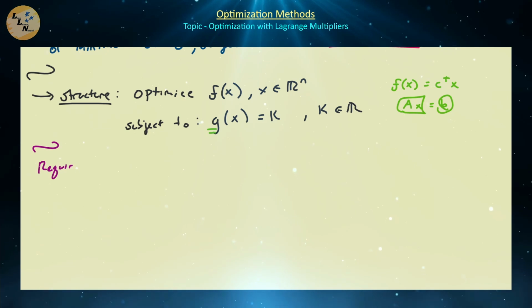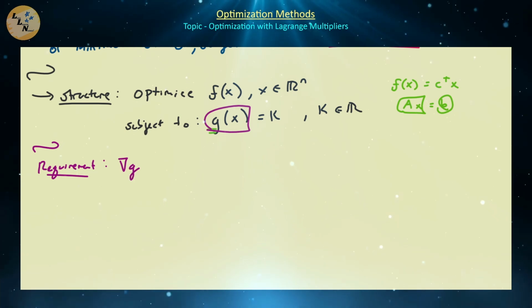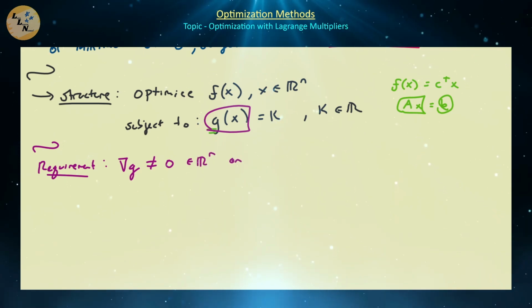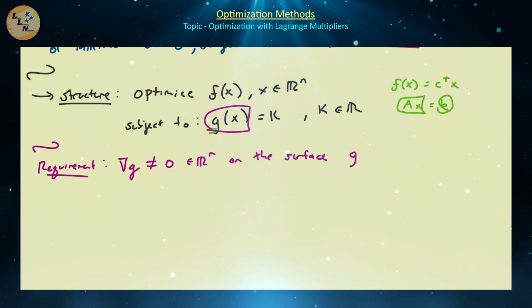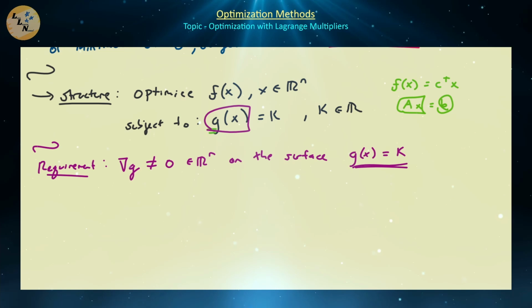So let's state that out. The requirement is that the gradient of our constraint function g not be equal to the zero vector. Keep in mind that's not a number, that is the zero vector of Rn, on the surface g of x is equal to k. Right? And you might be thinking, well, what exactly is g of x is equal to k? That is a level curve.